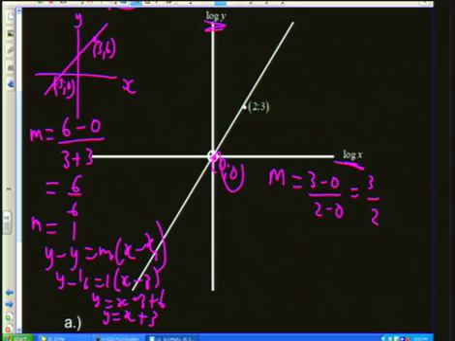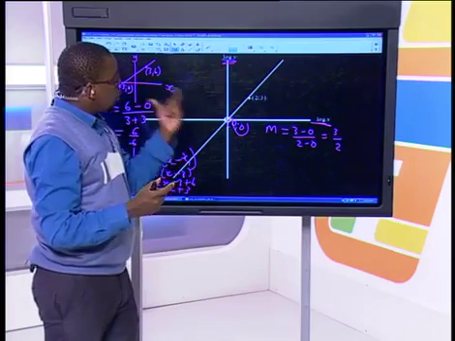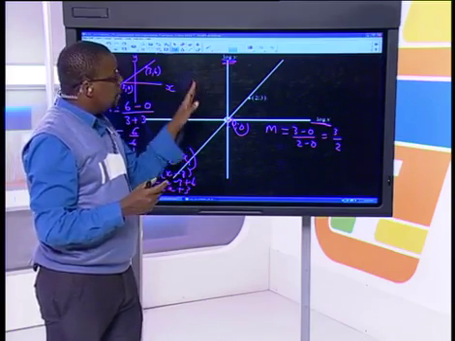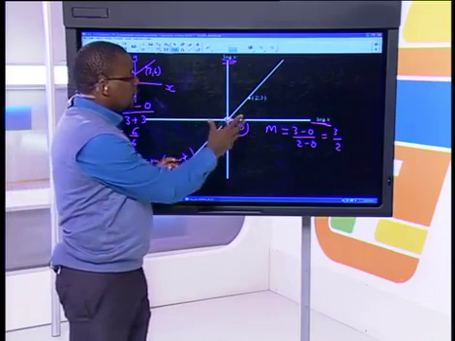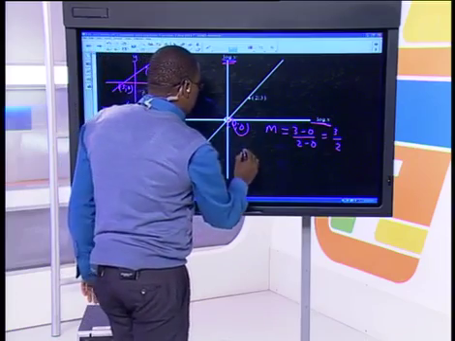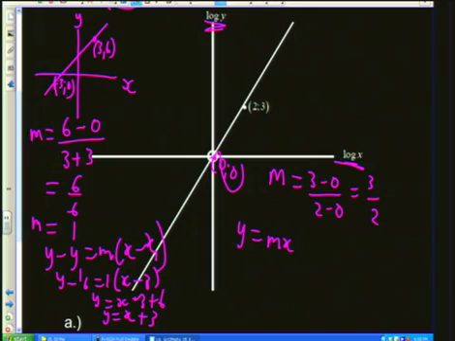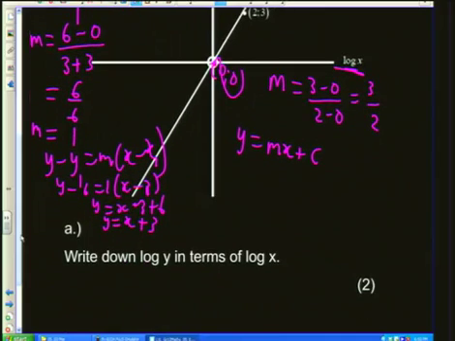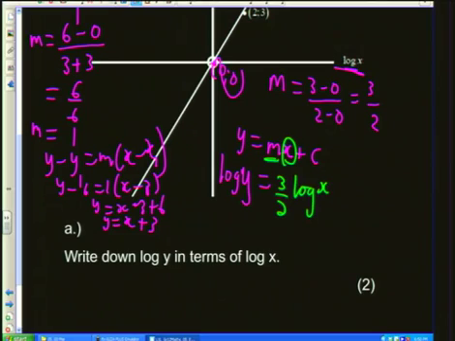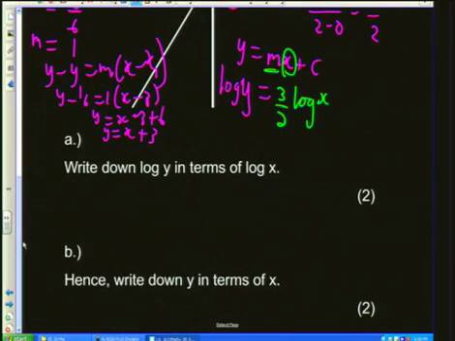But in this case, we're looking at the relationship between your log x and your log y. So log y stands in the place of your y-axis, and your log x is in the place of your x-axis. So in this case, you therefore write it in the form y equals mx plus c. So log y equals your gradient, which you've worked out, it's 3 over 2, and your x is your log x plus 0, which is your y-intercept. So in simple terms, you have expressed your log y in terms of your log x, so log y equals 3 over 2 log x.